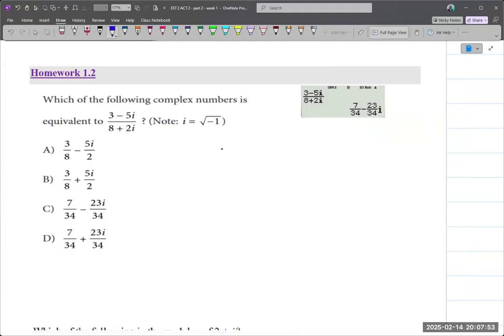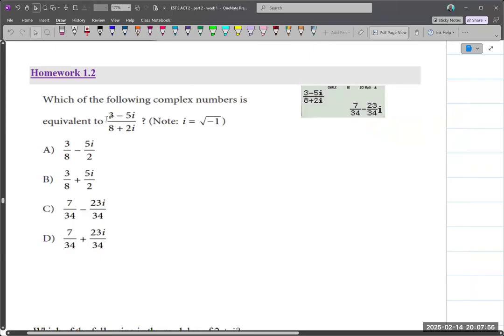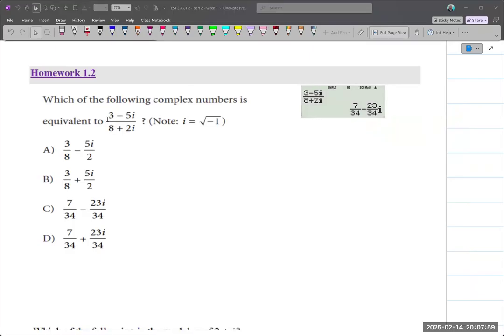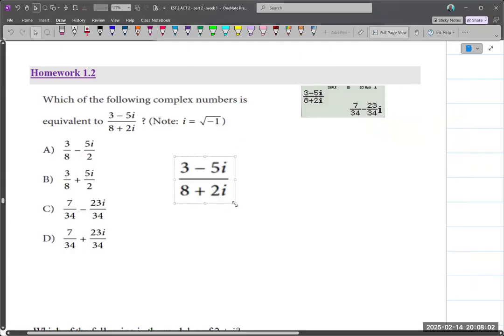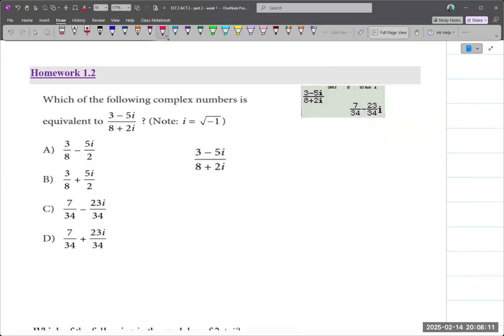We have 3 minus 5i, and we need to multiply it by the conjugate for the numerator and for the denominator. The conjugate of the denominator will be 8 minus 2i, for both of them, numerator and denominator. Then we can say now 3 times 8 will be 24. Negative 5i times negative 2i will be positive 10i square.